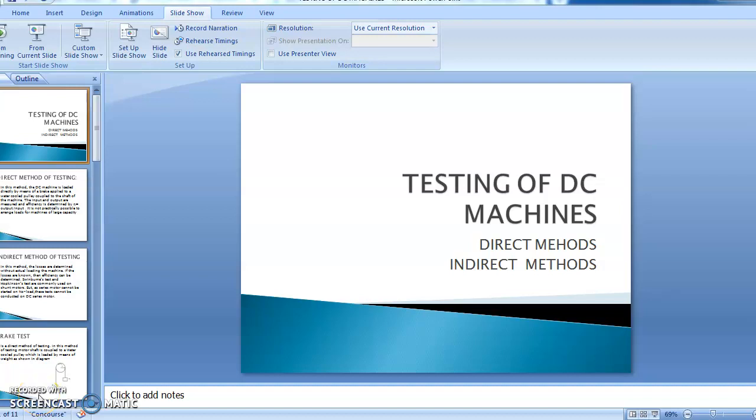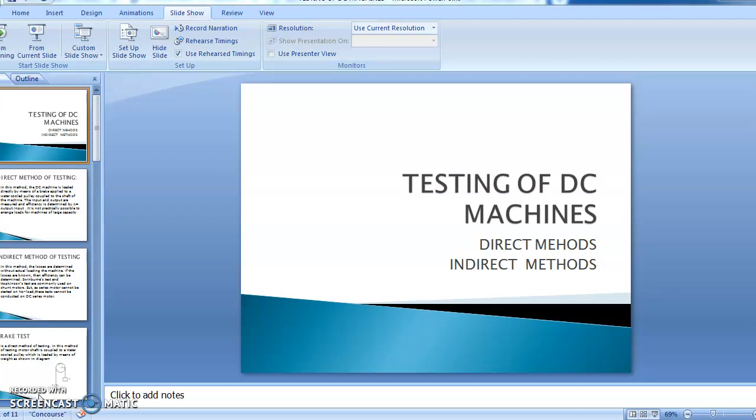Today our topic of discussion is testing of DC machine. Before starting this topic, it may arise in your mind why this testing is necessary, why we have to study it. When we are going to use a DC motor in different applications, we have to know the efficiency of the DC machine.